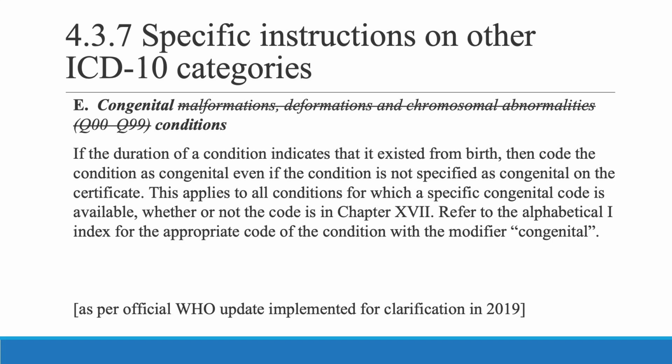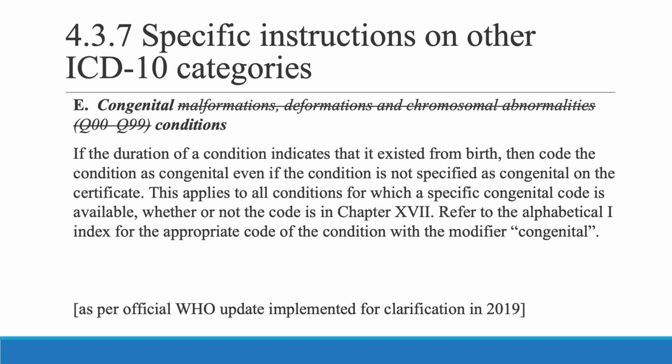I included on the slide the statement that this is as per a WHO update implemented in 2019, just for clarification. It really doesn't matter. But this straightforward coding instruction is designed to improve the quality of coded cause of death data by taking account of the interval between the onset of the condition and death. So if a condition has existed from birth, it should be coded as congenital if the index allows for that, without regard to the age of the decedent, as per the instruction.